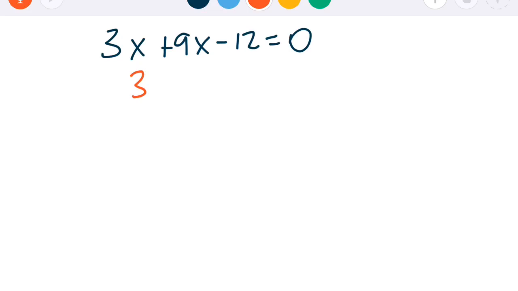Alright, so when we pull out the GCF, that number just goes in front of the parentheses. And then we're going to rewrite everything that's inside the parentheses. So when I take a 3, you can think of it as division. So 3x divided by 3 is just x. 9x divided by 3 is 3x. Negative 12 divided by 3 is negative 4.